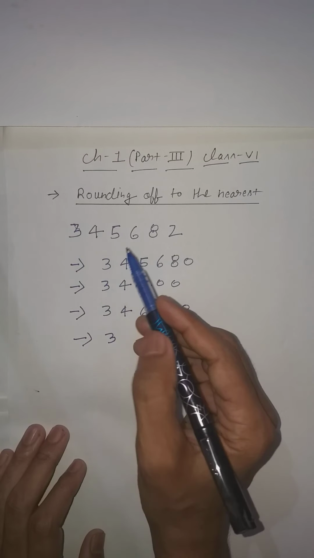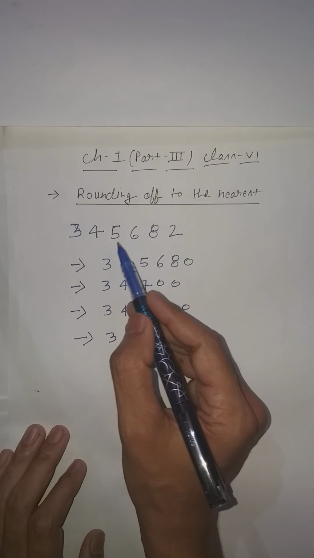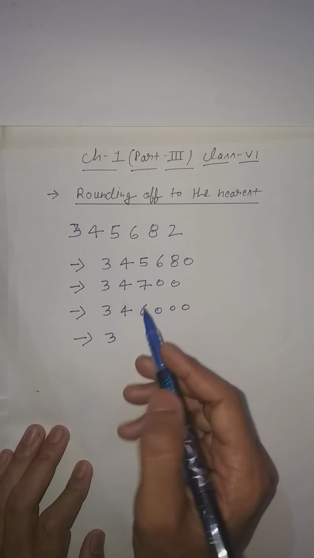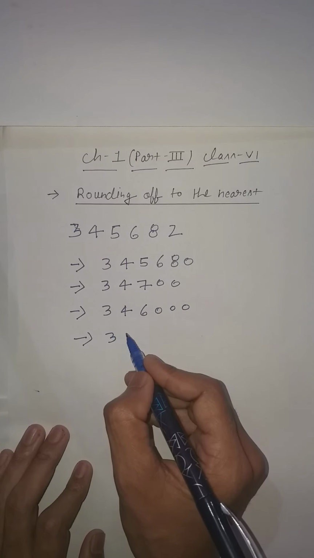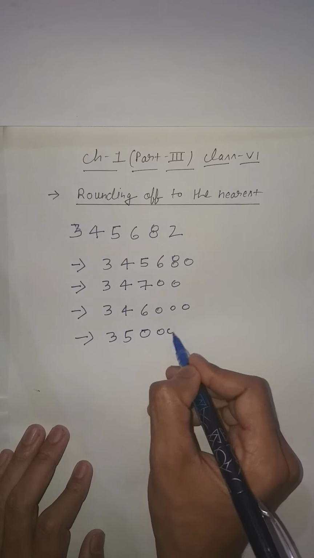Now again you can write down 3. Now you will see 45. So in 45, 5 is equal to or greater than 5, so also you will increase 1. So this will become 3, 5. The other one becomes 0, 0, 1, 2, 3, 4.